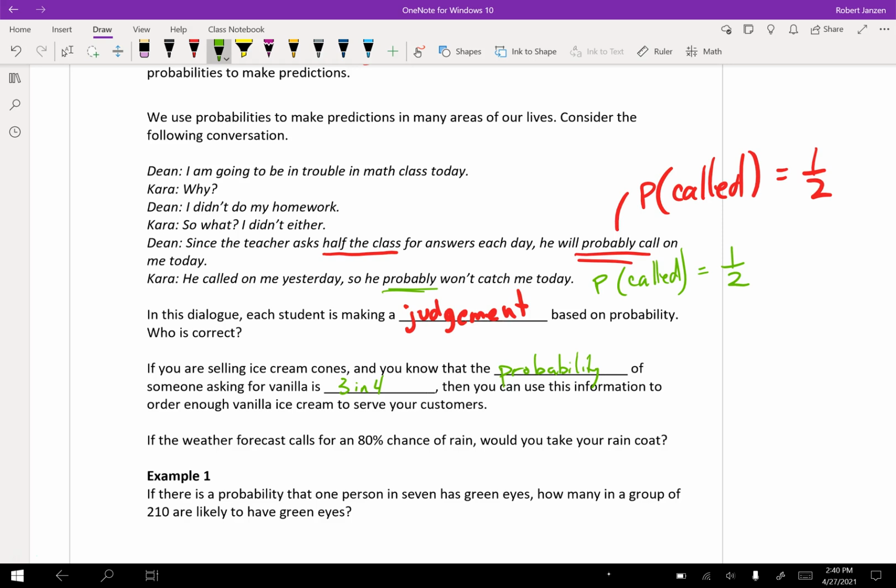Next one, if the weather forecast calls for an 80% chance of rain, would you take your raincoat? Well, I would say yes. 80% chance of rain. This is a pretty good chance of rain. That means it's only 20% not to rain. So it's more than likely that it will rain. So I think you would take your raincoat there.